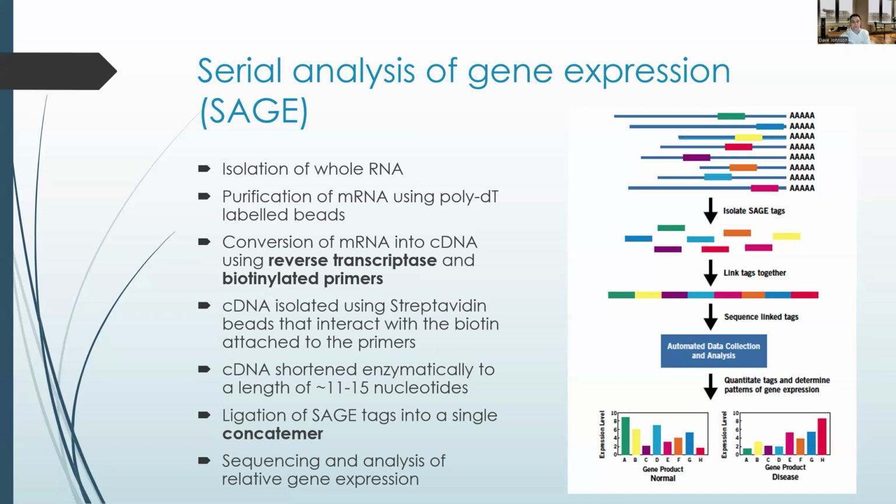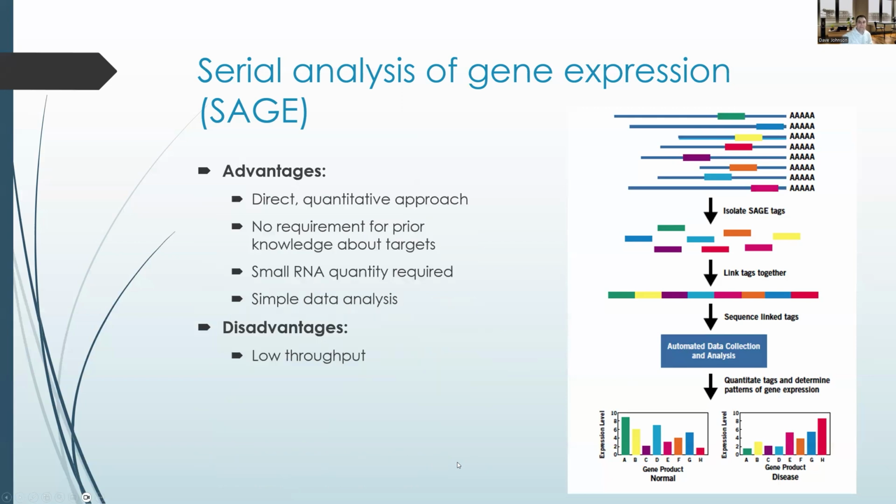whatever genomic sequences, whatever genes are being amplified under this particular condition. The cDNA is then shortened enzymatically to about 11 to 15 nucleotides in length. And then we take them and we can concatemerize them. And you can see we take all the SAGE tags and then we join them together into a concatemer. And then we do sequencing on this. And then all you have to do at that point is match those cDNA tags back to the genome.